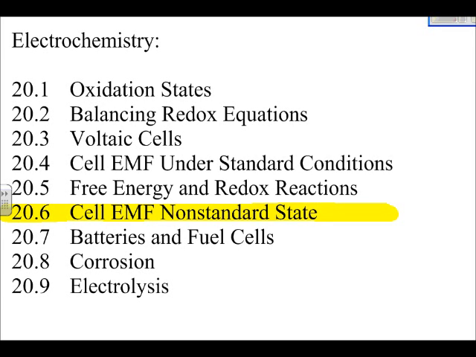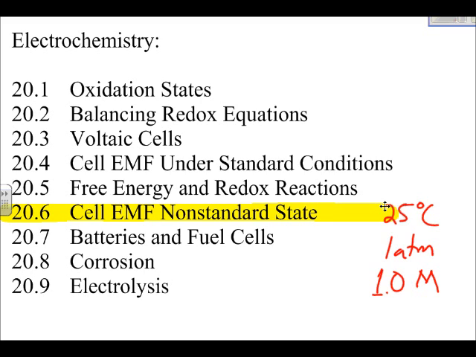Now we'll take a look at what happens to cell EMF in non-standard state conditions. So we'll go back through and remind ourselves of what standard state is. Standard state conditions are 25 degrees Celsius, 1 atmosphere of pressure for working with gases, and a solution molarity of 1.0 molar. So these are all of our conditions for standard state.